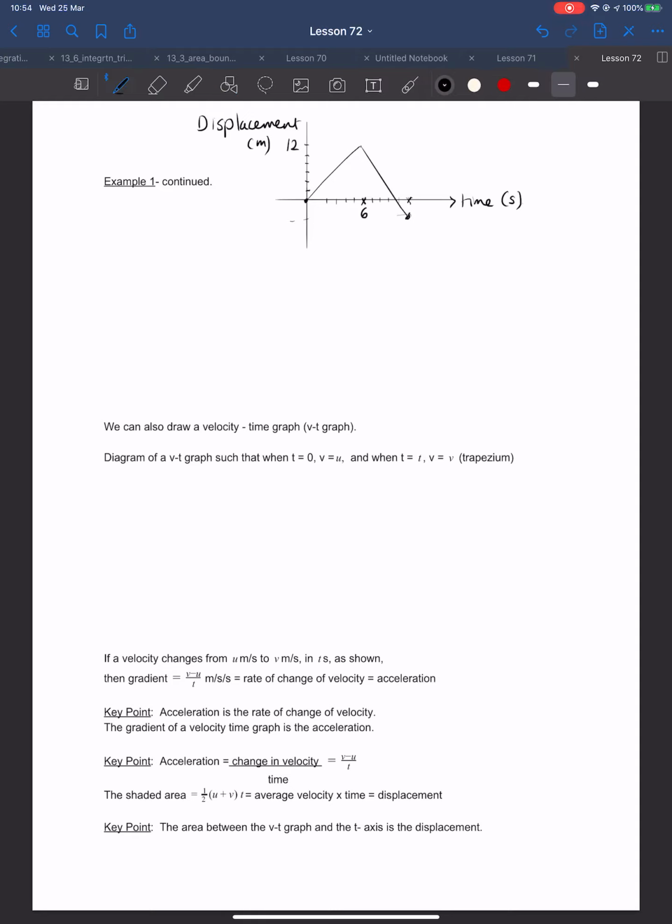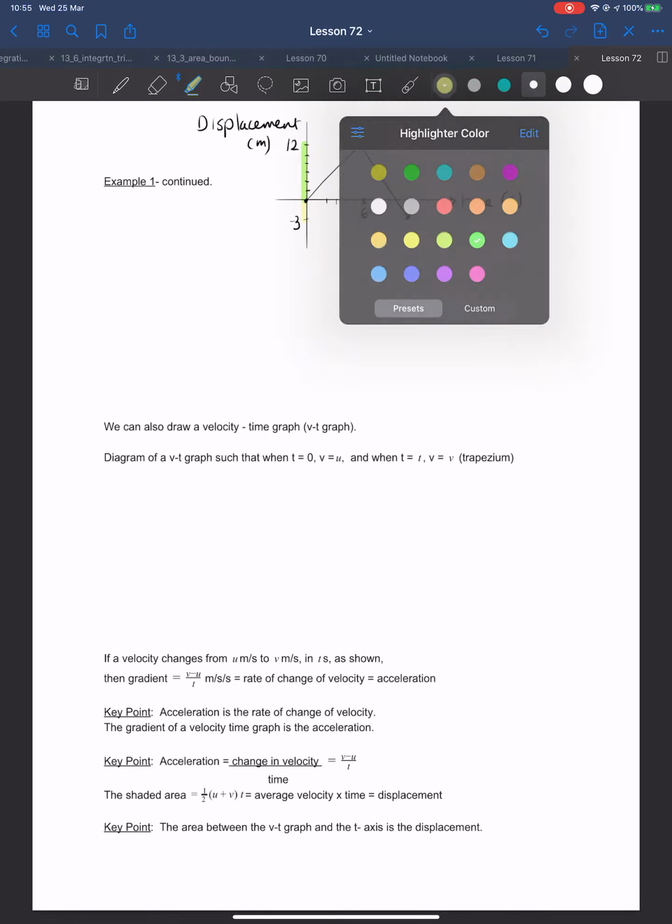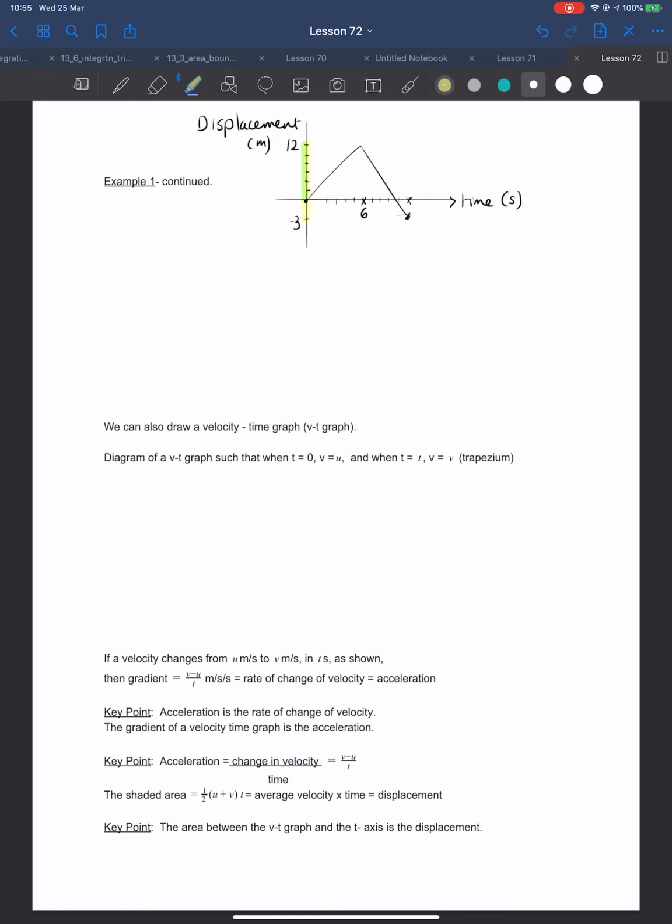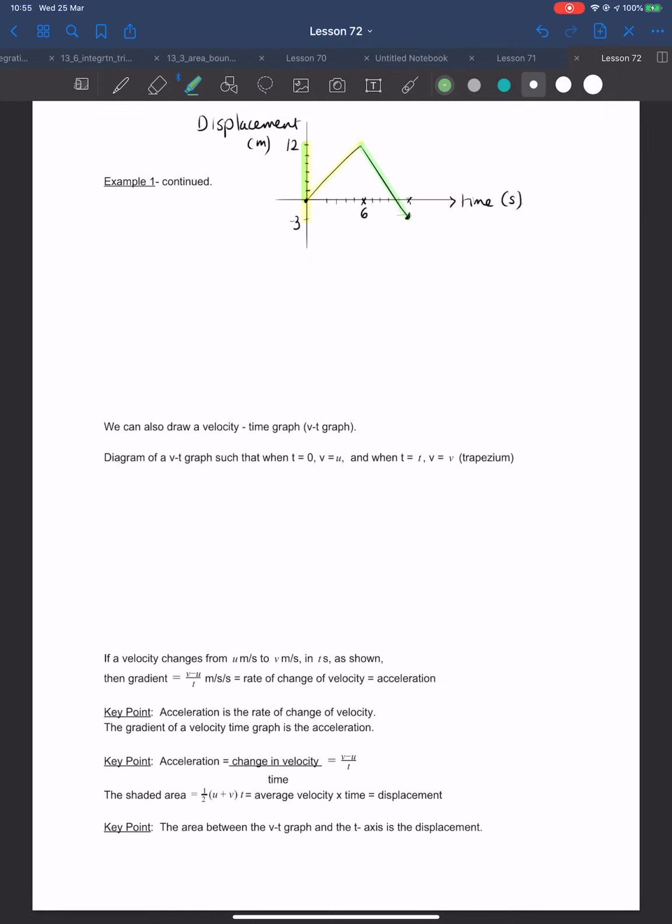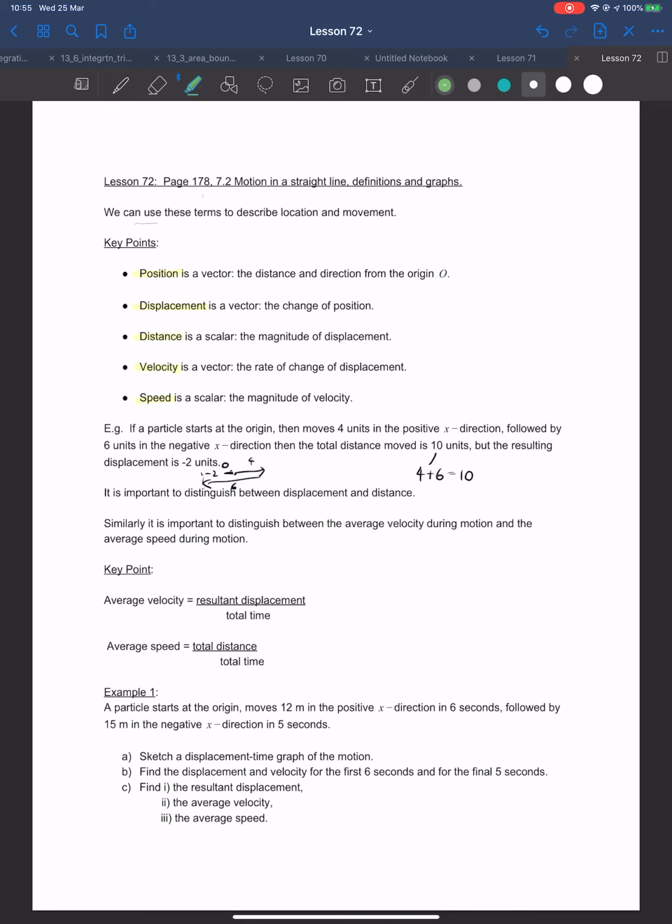So look, that's -3. That -3 has come from 12 to the -3 is 15. So the first journey is 12 that way. The second journey is 15 back the other way. So it goes up to 12 and then down to -3. Okay, so there's the diagram.